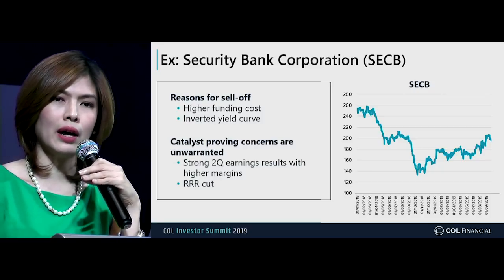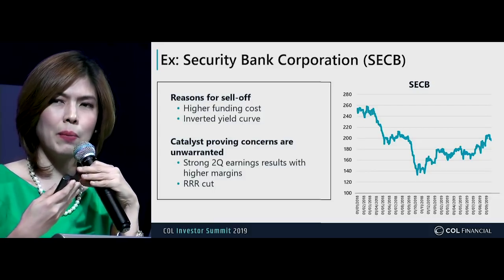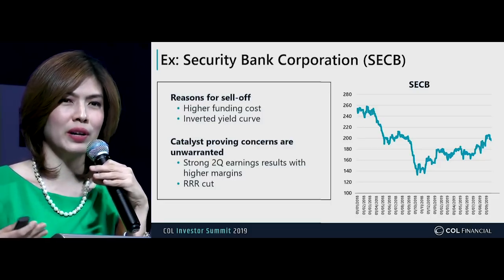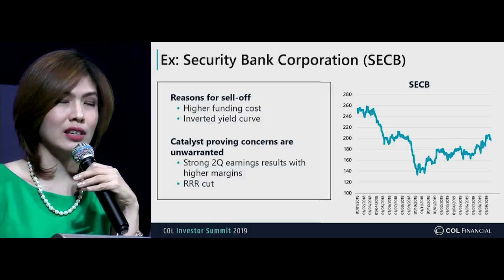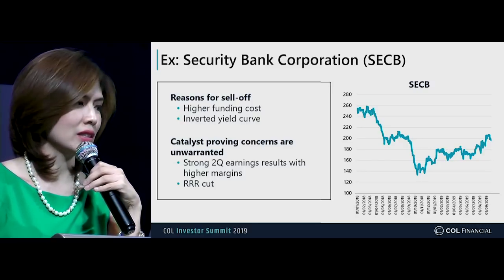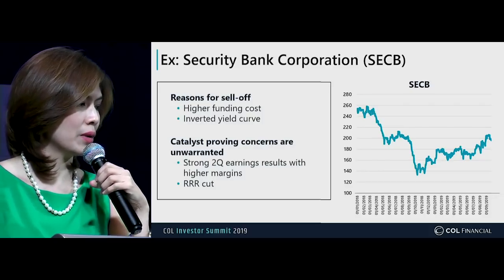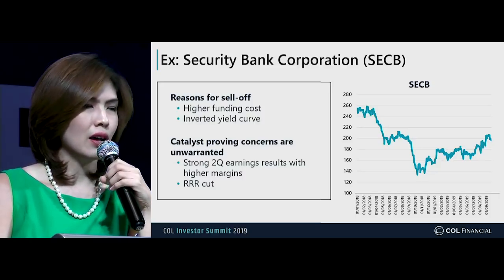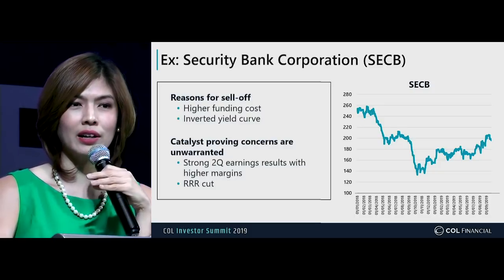But then, after we talked to the bank and we tried to understand the situation, the impact of the yield curve inversion is not in the same magnitude as people were anticipating. And people were actually not taking into consideration that banks were making huge trading gains. So we continued to recommend the stock. And what happened? During second quarter earnings results, the bank reported higher margins, contrary to people's expectations. And the BSP implemented a triple R cut.